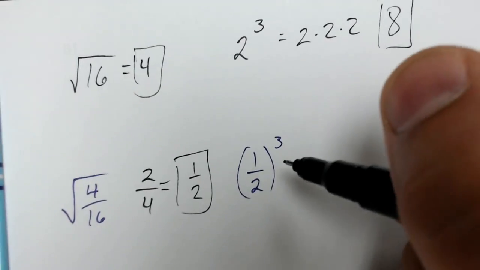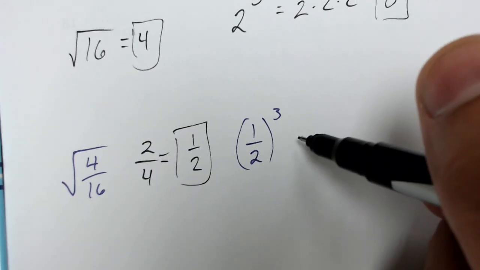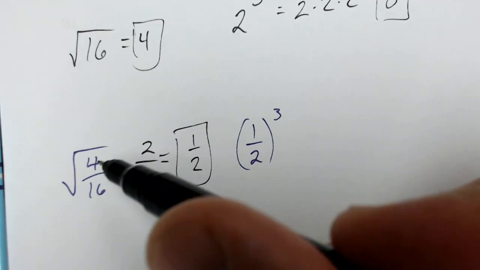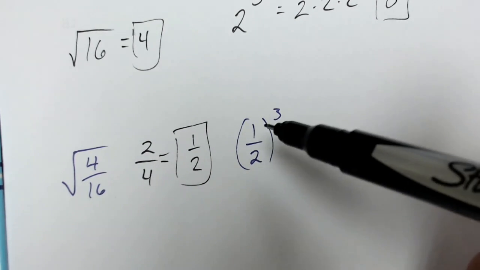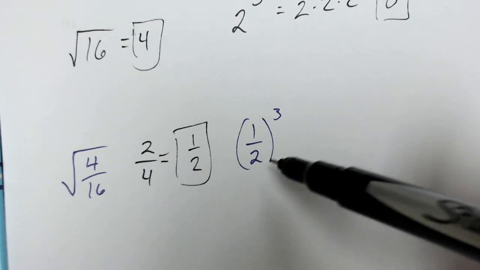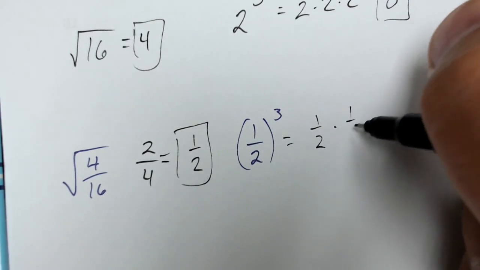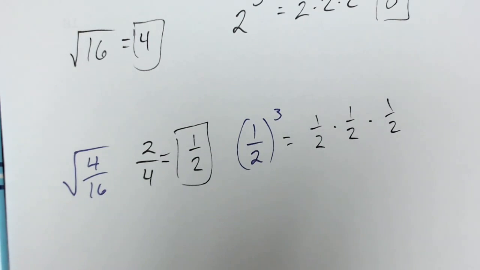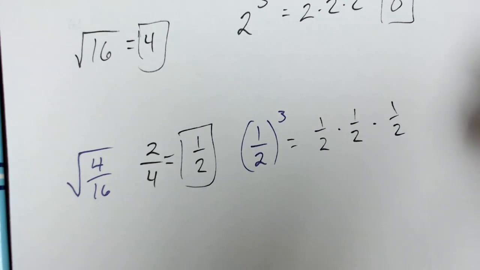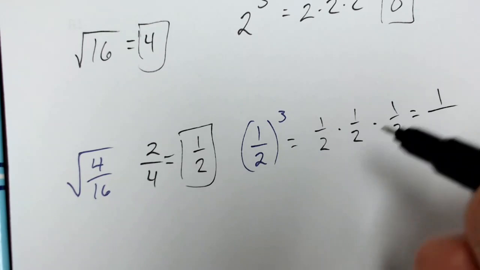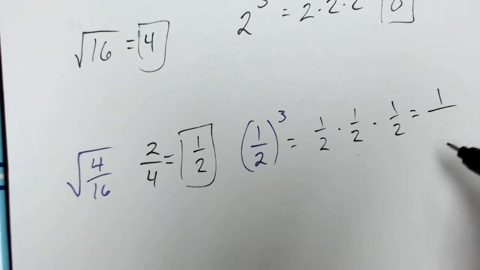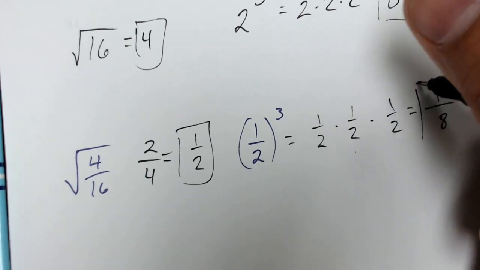Now let's go to this one. What about if it's cubed, 1/2 cubed? Same thing as over here. I apply it to both the numerator and the denominator. I'm going to cube both the numerator and the denominator. So what this becomes is 1/2 times 1/2 times 1/2. All right? Or 1 times 1 times 1, which is 1, and then 2 times 2 times 2, which is 4, 8. So the answer would be 1/8.